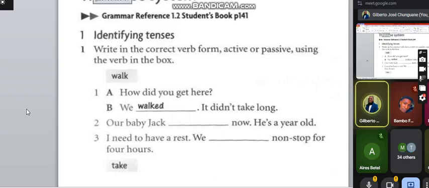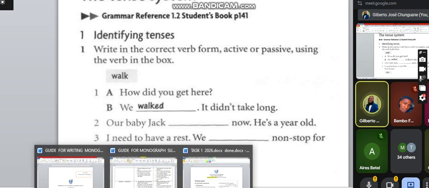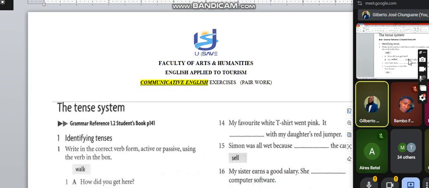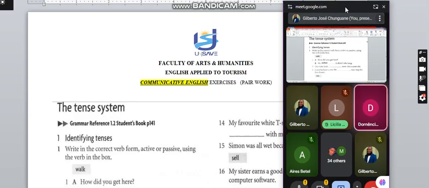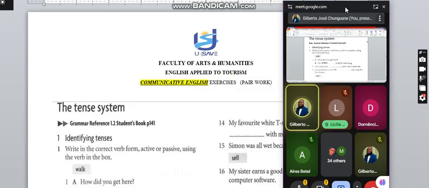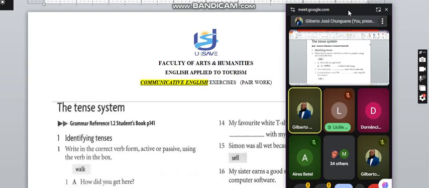So now I'll ask someone to answer number two and tell us the proper tense to be used and also the correct verb form. Then we proceed. Anyone would like to discuss number two? Okay, we have Lycidia first. Lycidia, welcome. You can turn on your microphone and go ahead.